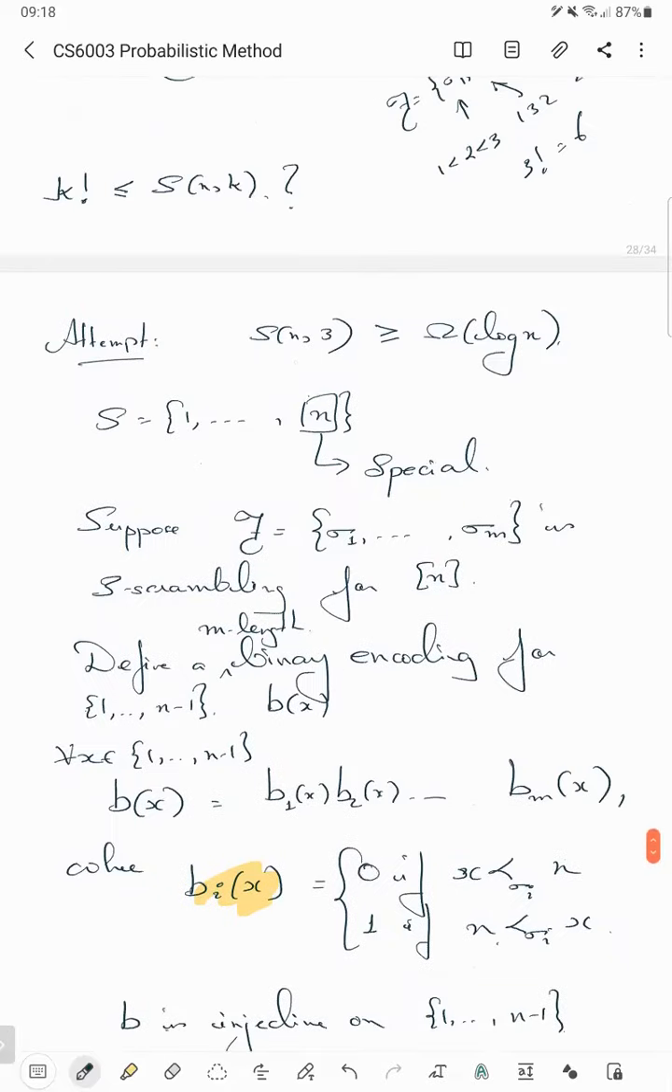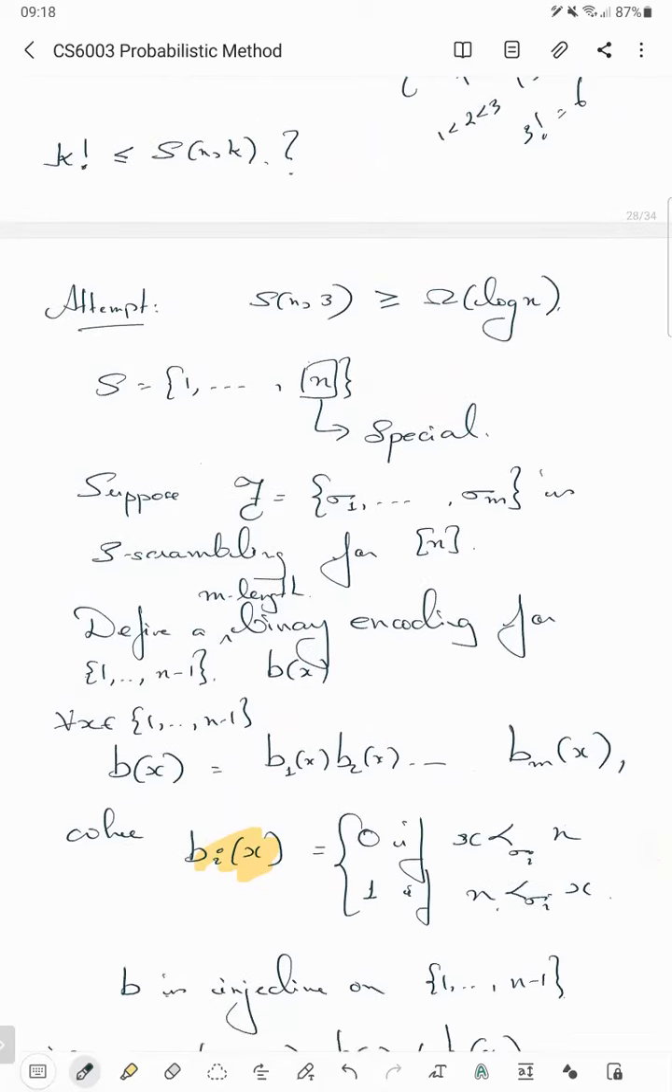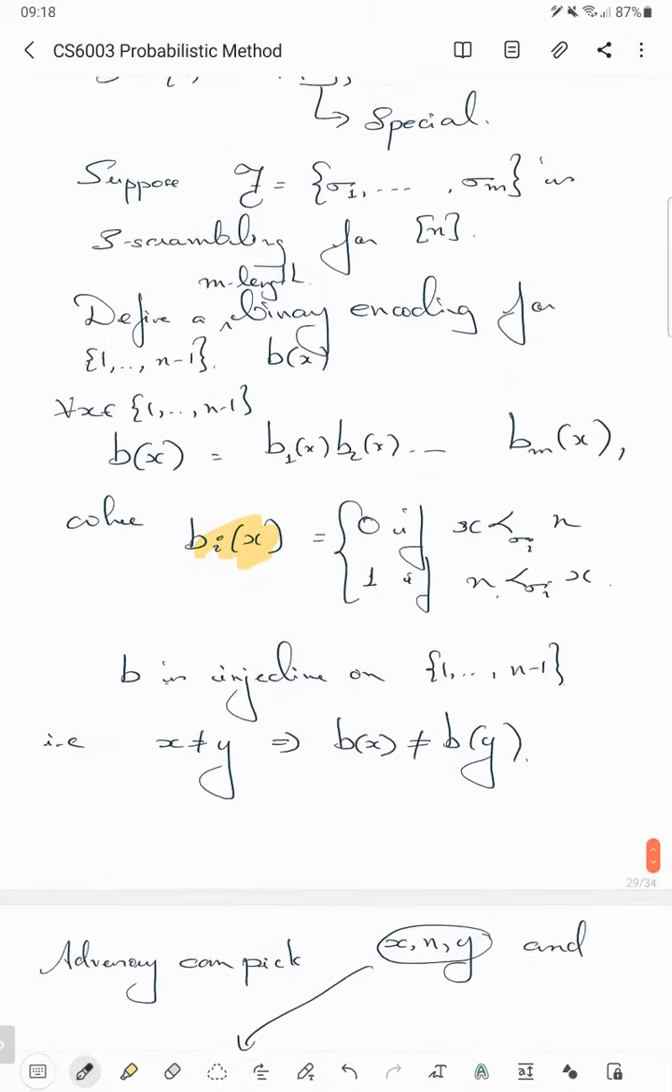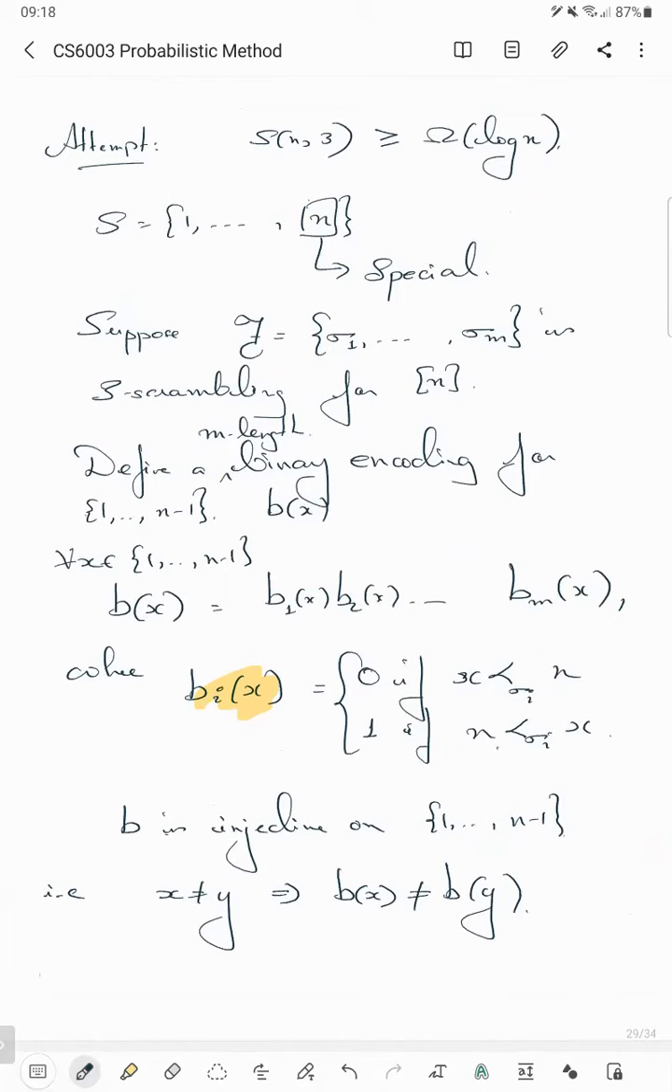this S(n, 3) is lower bounded by Omega(log n), and we tried to do that by defining a binary encoding. We treated one element, n, as special, and then gave a binary encoding to all the other members, 1 to n minus 1, based on the permutation family. There was 1 bit per permutation in the family. This was the definition for the binary encoding.